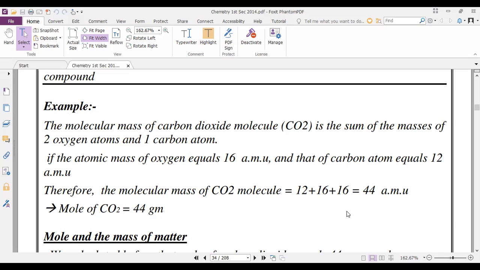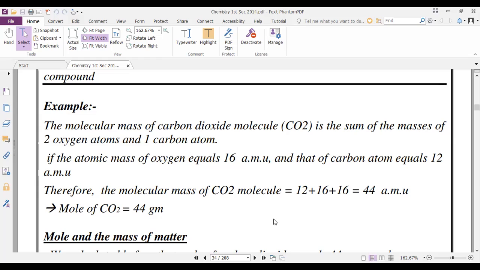The molecular mass of a carbon dioxide molecule CO2 is the sum of masses of 2 oxygen atoms and 1 carbon atom. If the atomic mass of oxygen equals 16 AMU and that of carbon atom equals 12 AMU, therefore the molecular mass of CO2 molecule is 12 plus 16 plus 16 equals 44 AMU. Mole of CO2 equals 44 grams. Excellent. So what's your observation here? That carbon dioxide is formed from the sum of masses of oxygen and 1 carbon, and the mole is equal to the atomic mass in grams.